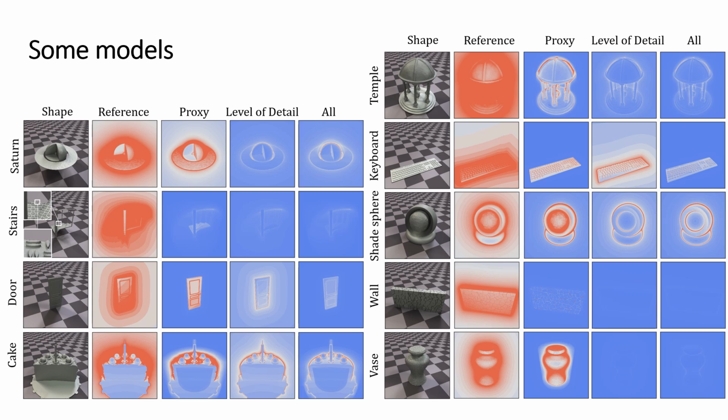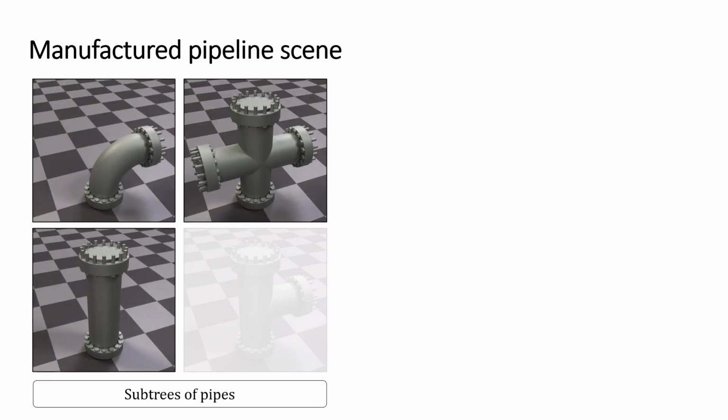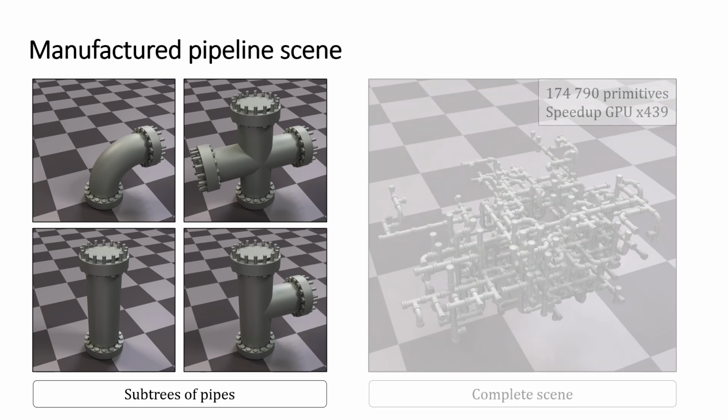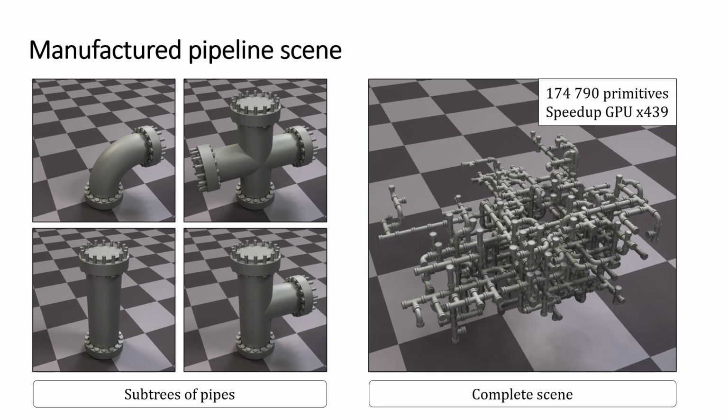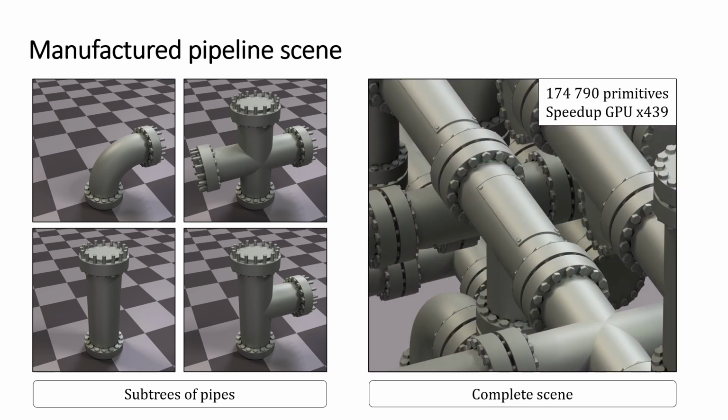Here, we present several examples of objects along with the results of using proxy nodes and levels of detail. A manufactured pipeline scene was created. We constructed subtrees of pipelines, which were then combined through unions to obtain a complete scene consisting of 174,000 primitives. By using loads and proxies, we achieve a speed-up factor of 400.